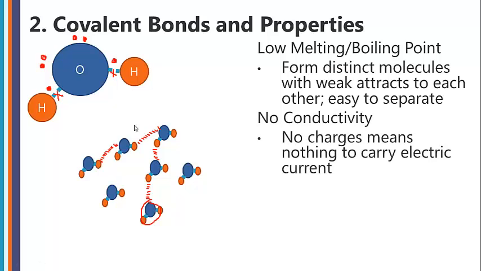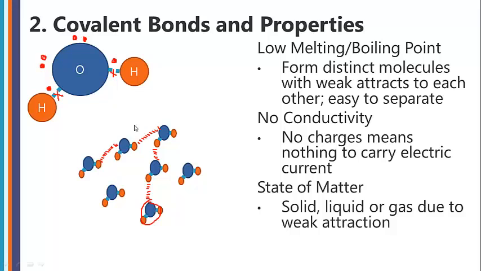There is no conductivity because there are no charges in covalent bonds. This means that there's nothing to carry electric current. And the state of matter can be solid, liquid, or gas due to that weak attraction. The weaker the attraction, the less dense the state of matter will be. So something with very, very weak attractions would be a gas, whereas something with stronger attractions, like water, could be a solid or a liquid.